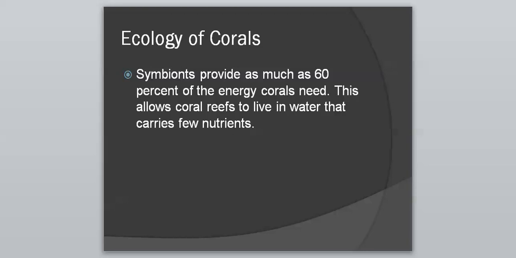These symbionts, the algae that help out the corals, provide as much as 60% of the energy that corals need, and this allows coral reefs to live in water that carries few nutrients. So these coral reefs can live in areas very low in nutrients and provide homes for countless other animals, because of the symbiotic relationship they have with the algae.